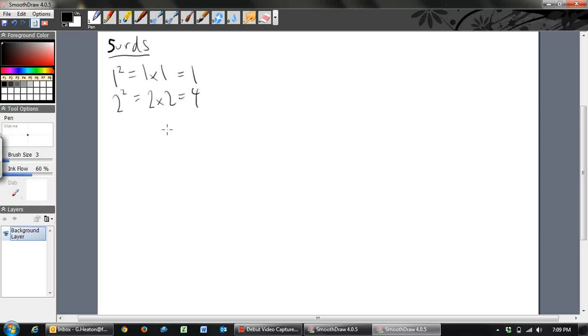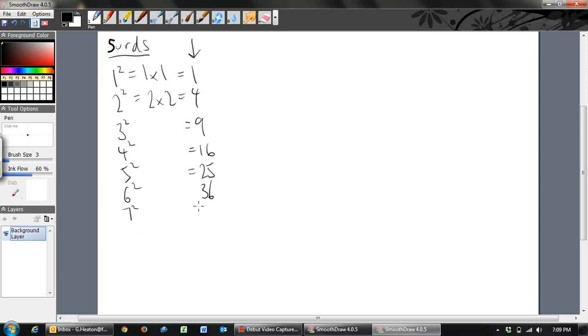2 squared is 2 times 2, and that's 4. 3 squared, 3 times 3 is 9. 4 squared is 16, and so forth. And so here's all our perfect square numbers in this column here. These are all our perfect square numbers.